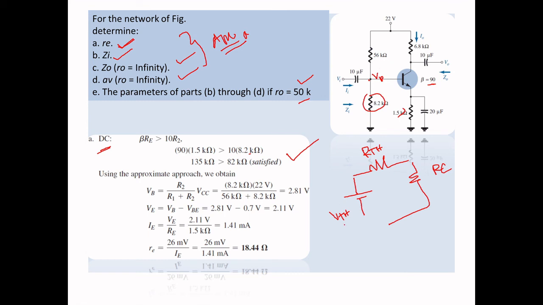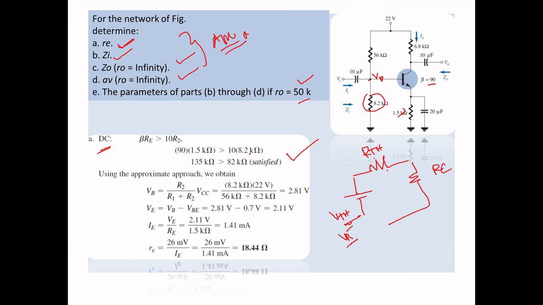So VTH can be written as VB, and VB can be calculated by VCC into R2 divided by R1 plus R2. So this is the basic of Thevenin's analysis. Any complex network can be replaced with a single voltage source and single RTH with the one load resistance.